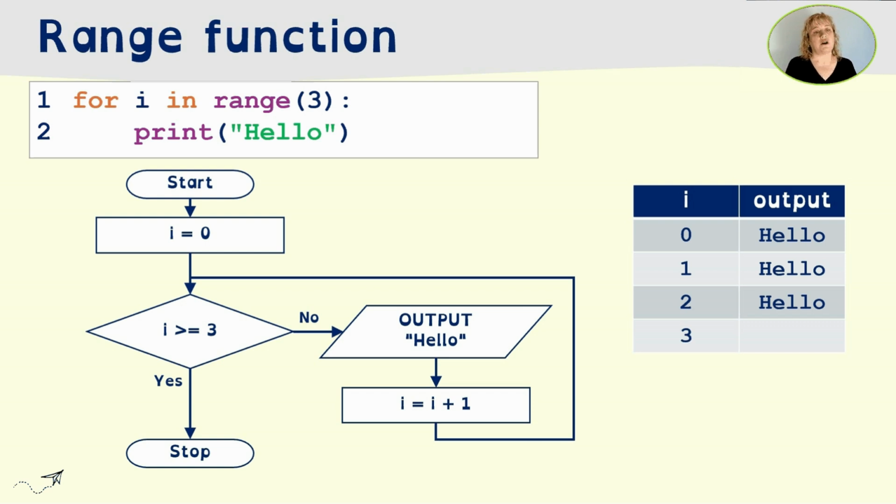And then going round, it's met its target, so I is greater or equal to 3, so it drops out. So it's displayed 3 hellos, but the actual value of I, if we were displaying I instead of displaying print, it would have just displayed 0, 1 and 2. It wouldn't have displayed 3, because when it hit the target, it dropped out of the loop.